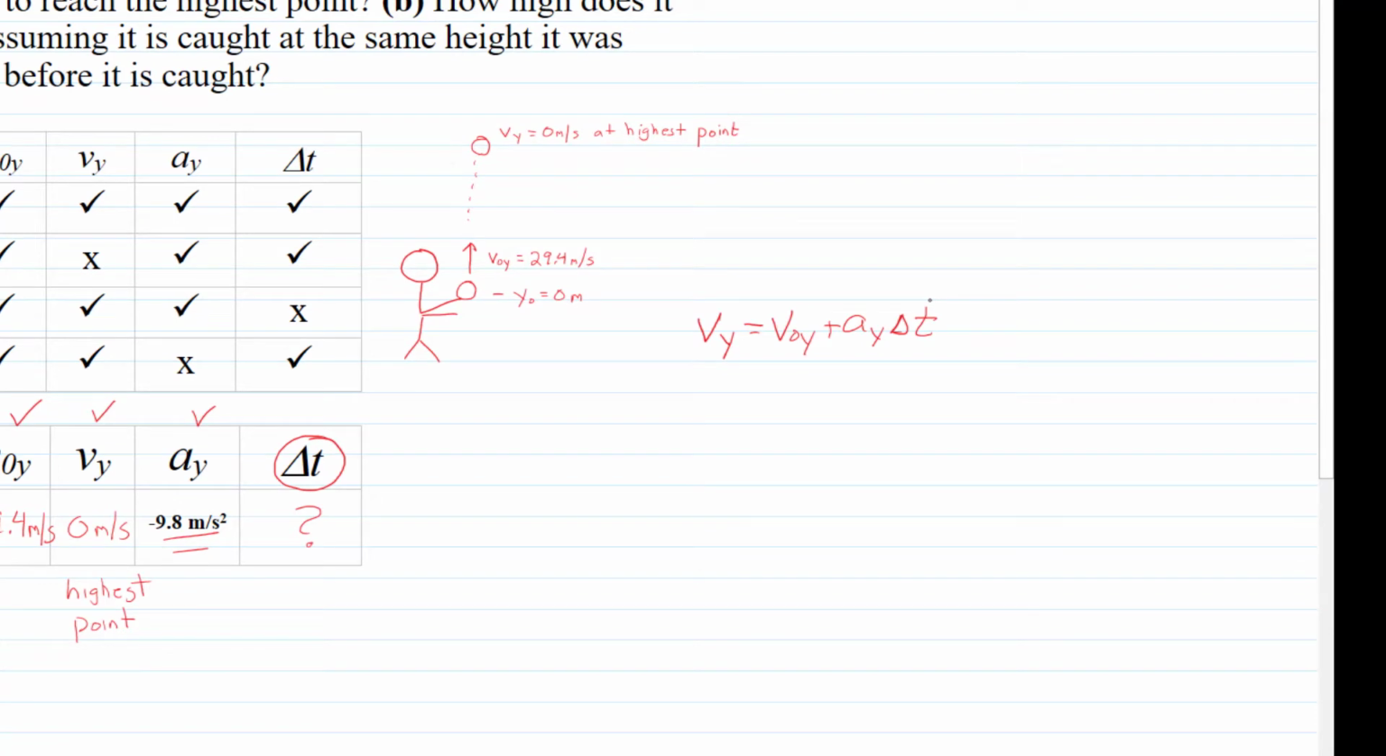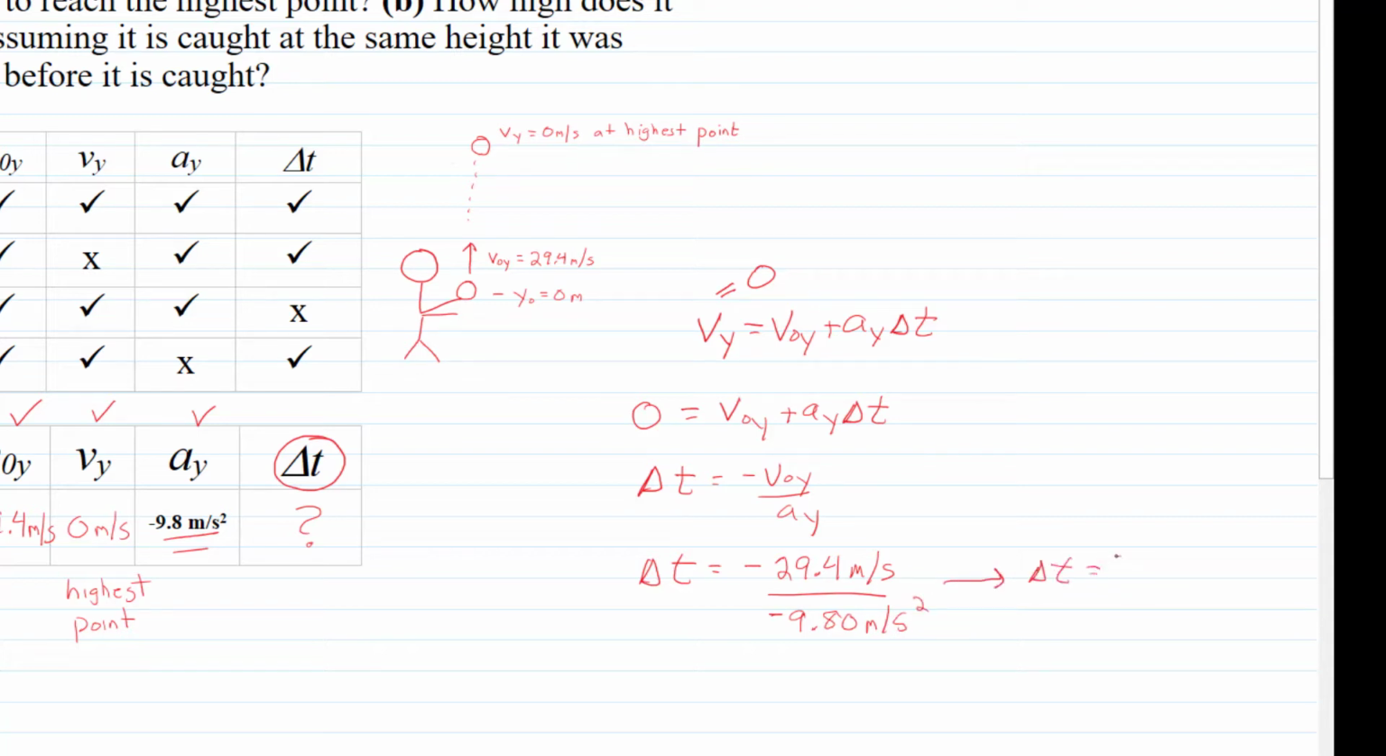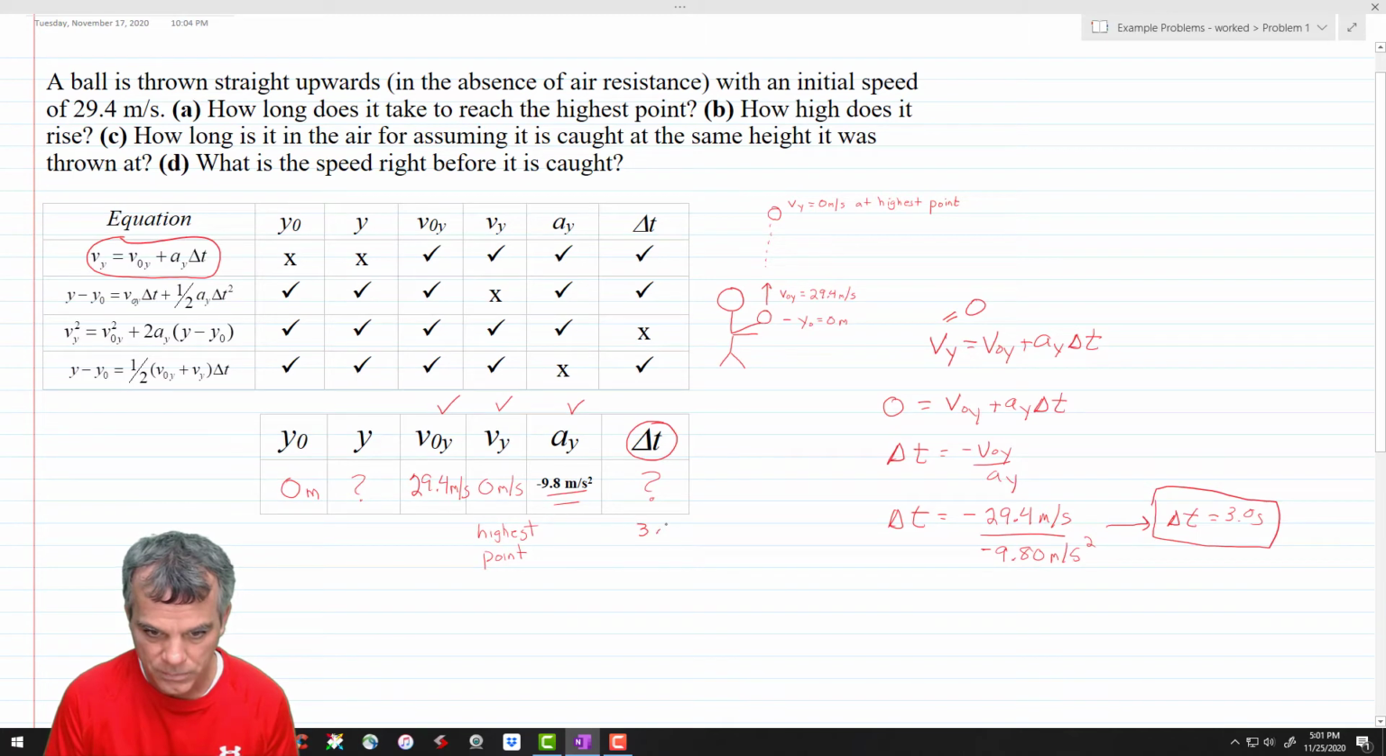Personally, I like to plug in anything that's zero before I solve algebraically for the unknown quantity. So at the highest point, we know Vy is zero, so we get zero equals V naught y plus Ay times delta t. I can now solve for my elapsed time delta t, and I get delta t equals negative v naught y over a y. I can then put in my known quantities. I have negative 29.4 meters per second divided by a negative 9.8 meters per second squared. And what I get is my delta t is 3 seconds. It takes 3 seconds to reach the highest point if the ball is thrown straight upwards at 29.4 meters per second. So now we know our elapsed time to get to the highest point is 3 seconds.